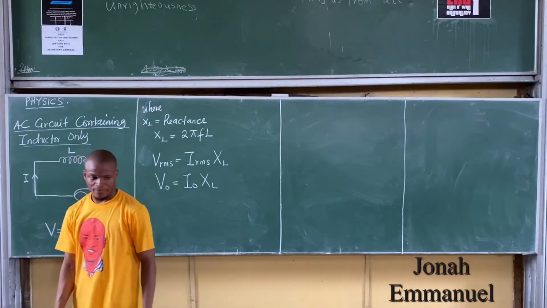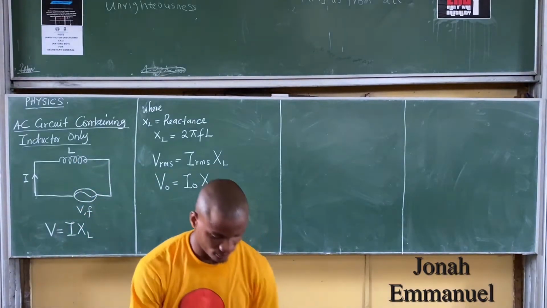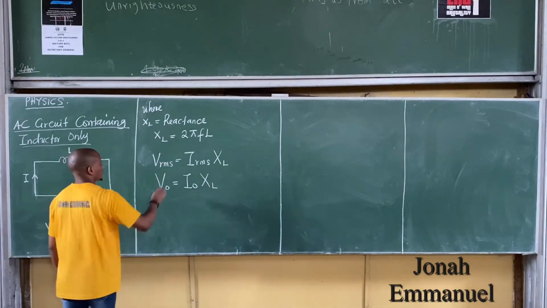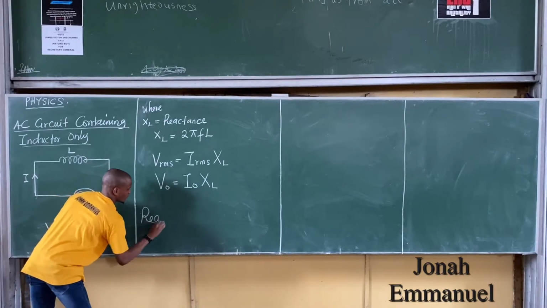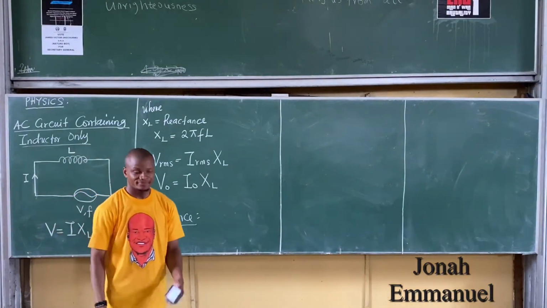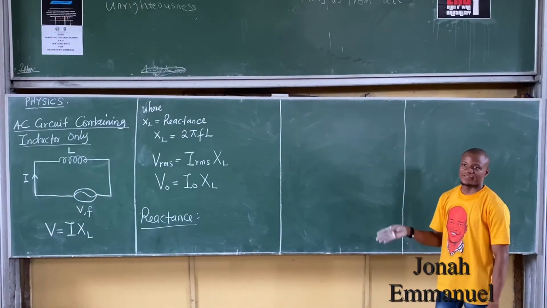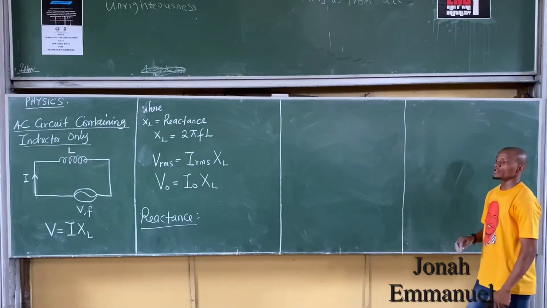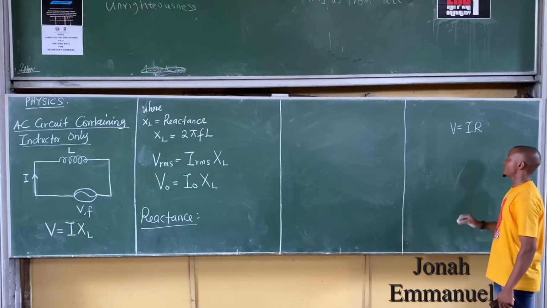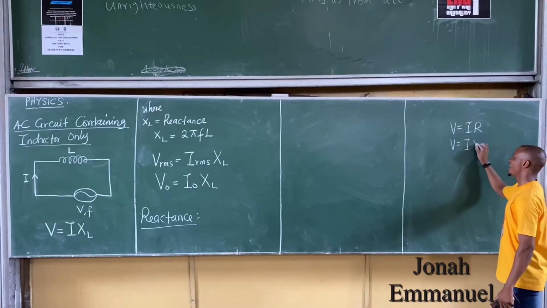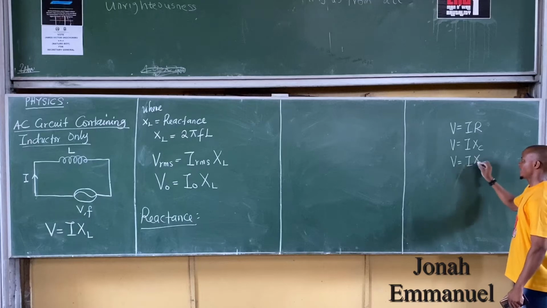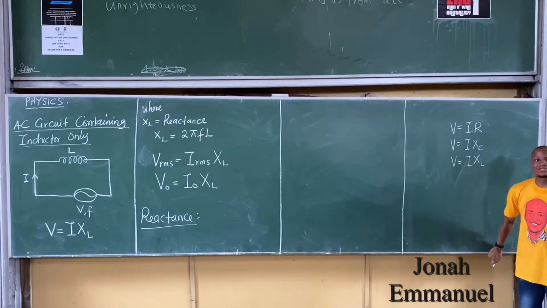All right. What's next? I was asking, how do we define a reactance? Let me explain the concept before I give the definition. When we did the resistor, we said V is equal to IR. For the capacitor, we said V is equal to IXC. For the inductor, we said V is equal to IXL.